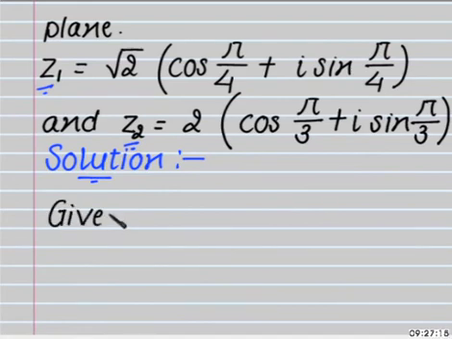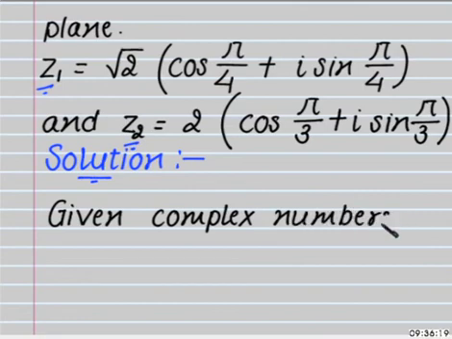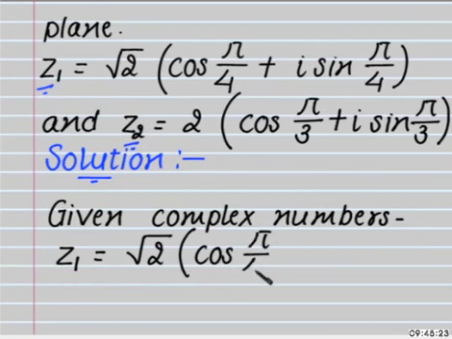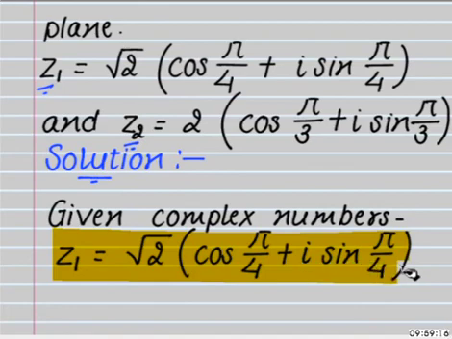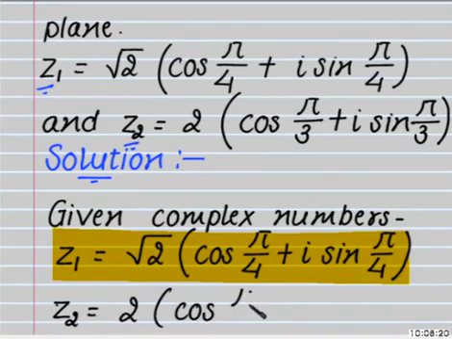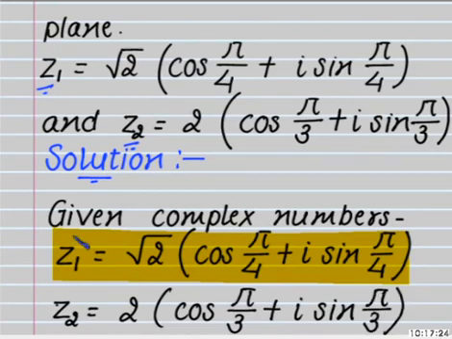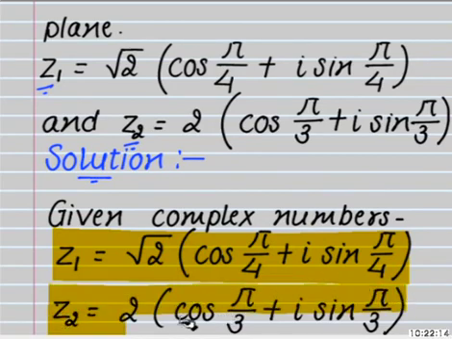Here given complex numbers are Z1 equal to square root 2 into cos pi by 4 plus iota sin pi by 4 and Z2 is equal to 2 into cos pi by 3 plus iota sin pi by 3. Here given complex numbers Z1 and Z2 are in polar form.